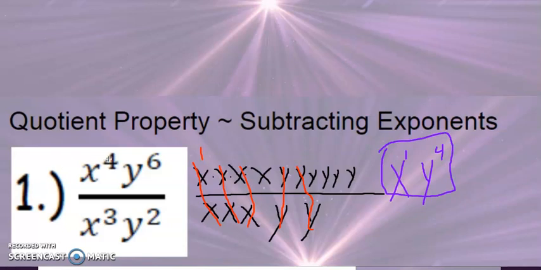Now when these numbers get really large, it's kind of hard to expand them. So here's the other way you can do this. We can write x to the 4 minus 3, so we have the numerator's exponent minus the denominator's exponent, times y to the 6 minus 2. Again, we subtract the exponents. And that'll give us the same answer, x y to the fourth power.